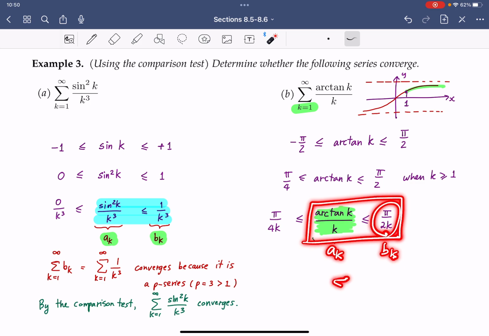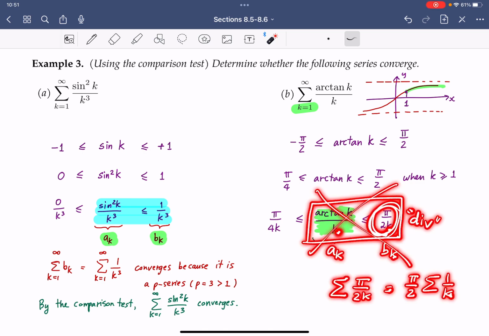If you think that way, it's gonna be the sum of pi over 2K. And if you pull out pi over 2, it's gonna be pi over 2 times the sum of 1 over K. Is this convergent or divergent? Divergent. This is divergent by the P series or harmonic series that we learned last time. 1 over K is gonna be divergent. So the summation of B_K is actually divergent. But you cannot conclude anything, right? Because a divergent upper bound doesn't give you anything about A_K. Does it make sense? So that's why this one does not work.